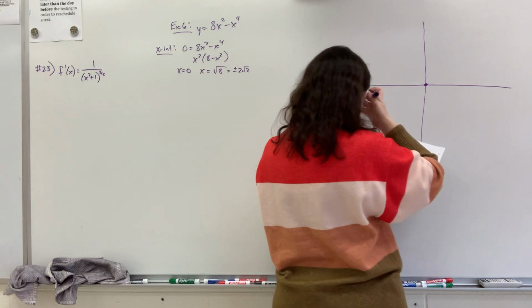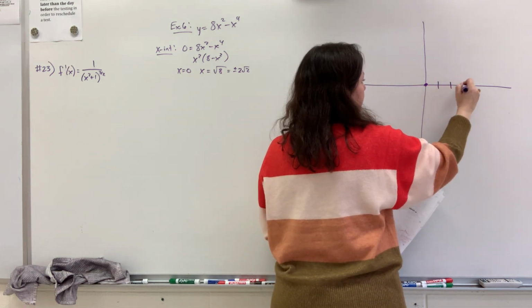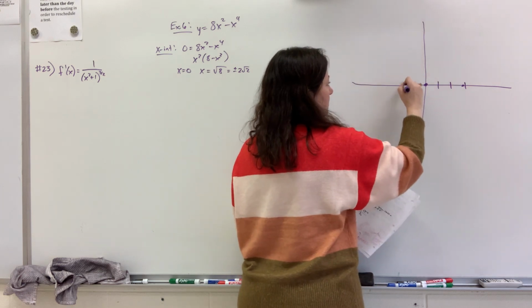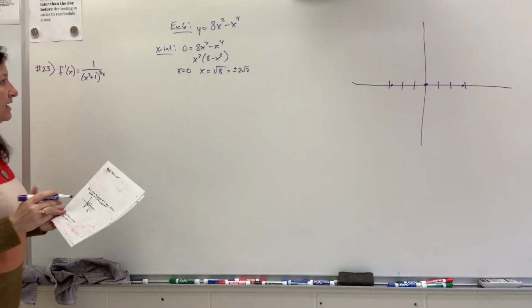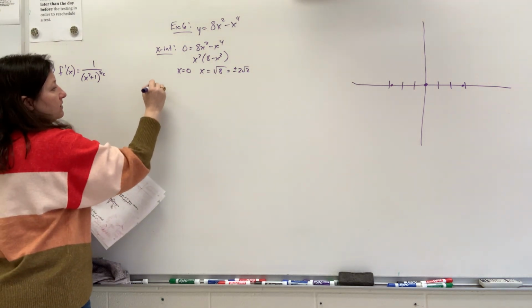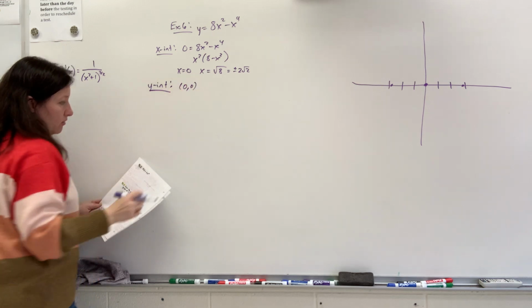So 0, 0, and then 2 root 2 is about 2.8. So I've got x-intercepts at 2.8 and negative 2.8 and 0. How do I get the y-intercept? I make x 0. If I do that, I get 0, 0.